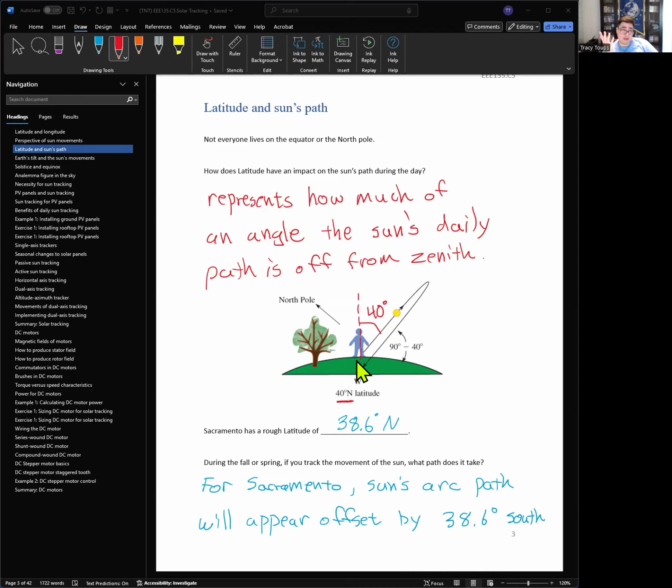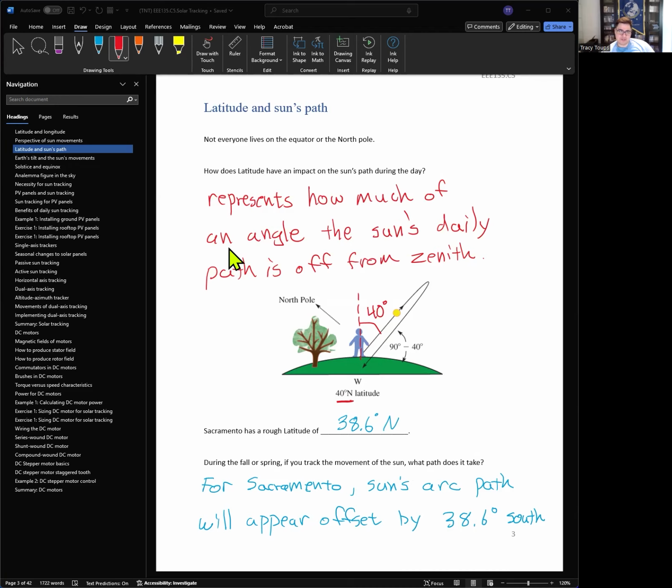And you could go outside and observe during the day that the sun will never go up right above your head. It's always going to be kind of tilted to the south. Okay. Sacramento has a latitude of roughly 38.6 degrees north, so it's very close to the 40-degree north latitude. Now, during the fall or summer, if you track the movement of the sun, what path will it take? Okay. So for Sacramento, again, you look straight up. You're going to see that the sun is making its arc with a tilt towards the south of exactly 38.6 degrees. Okay.